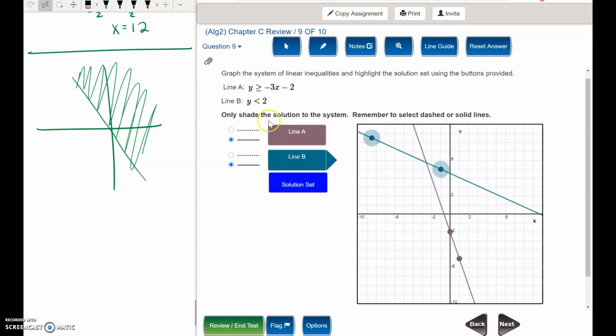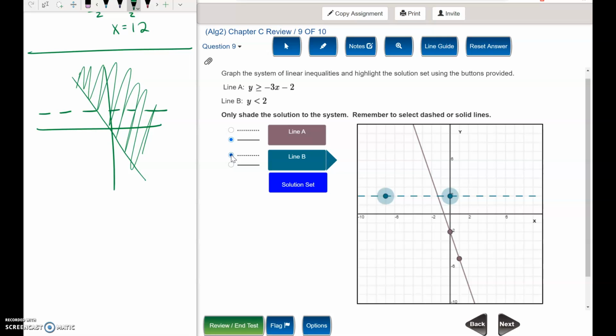Okay, line B. This is a horizontal line at 2. So I drag one dot to 2, drag the other dot to make it a horizontal line. Does this one need to be dashed or solid? Dashed. So I've got this dashed line at 2, and less than would be shaded down. So then on my paper, I would say, okay, this part right here is the part that is double shaded. That's the part that I need to shade in EdSite.